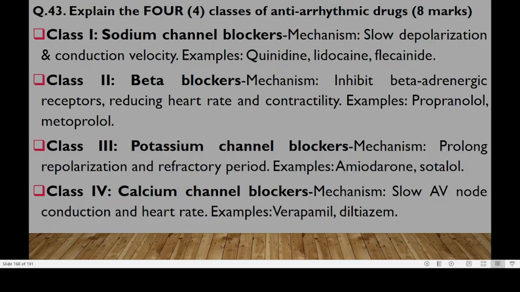We have class 2, these are beta blockers. They inhibit beta adrenergic receptors, reducing heart rate and contractility. Examples include propranolol and metoprolol. We have class 3, the potassium channel blockers. They prolong repolarization and refractory period. Examples include amiodarone and sotalol. Lastly, we have class 4, calcium channel blockers. They slow AV node conduction and heart rate. Examples include verapamil and diltiazem.